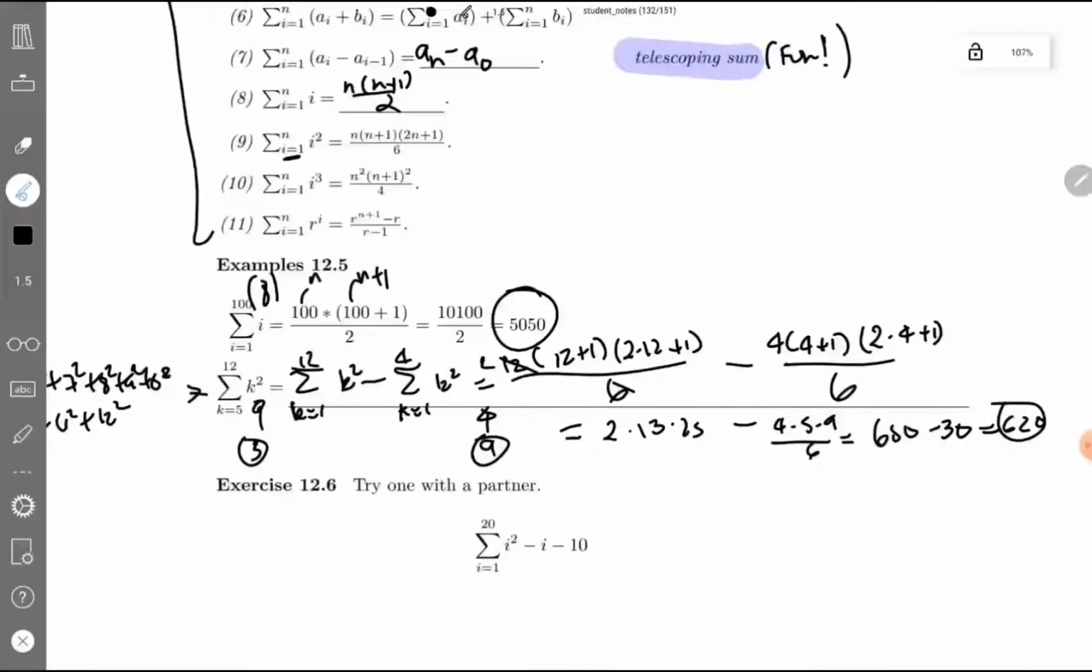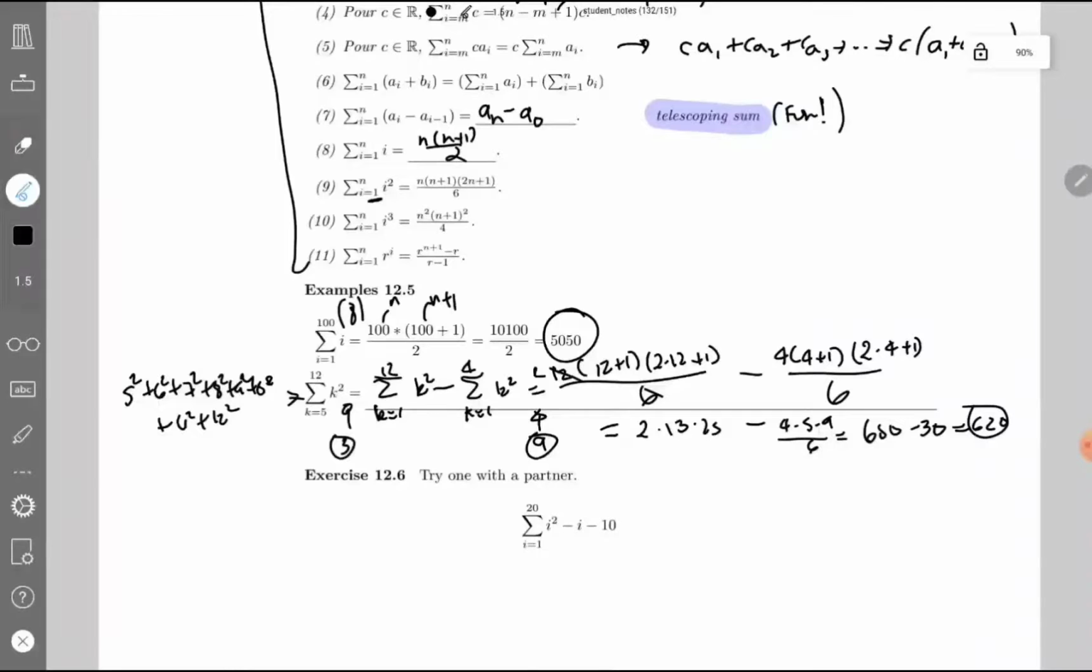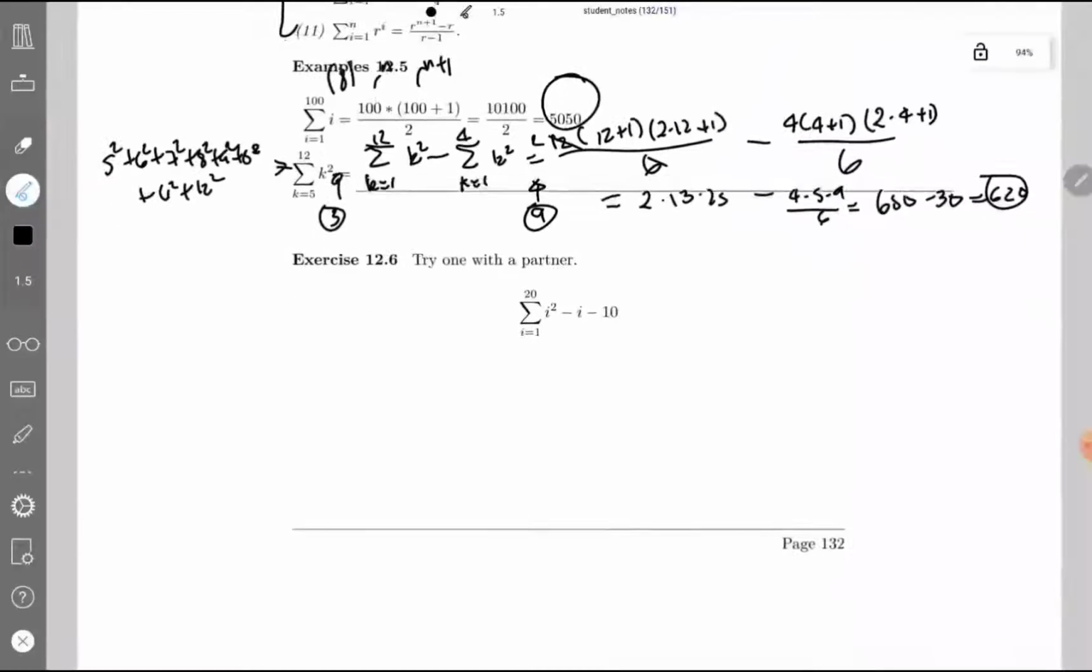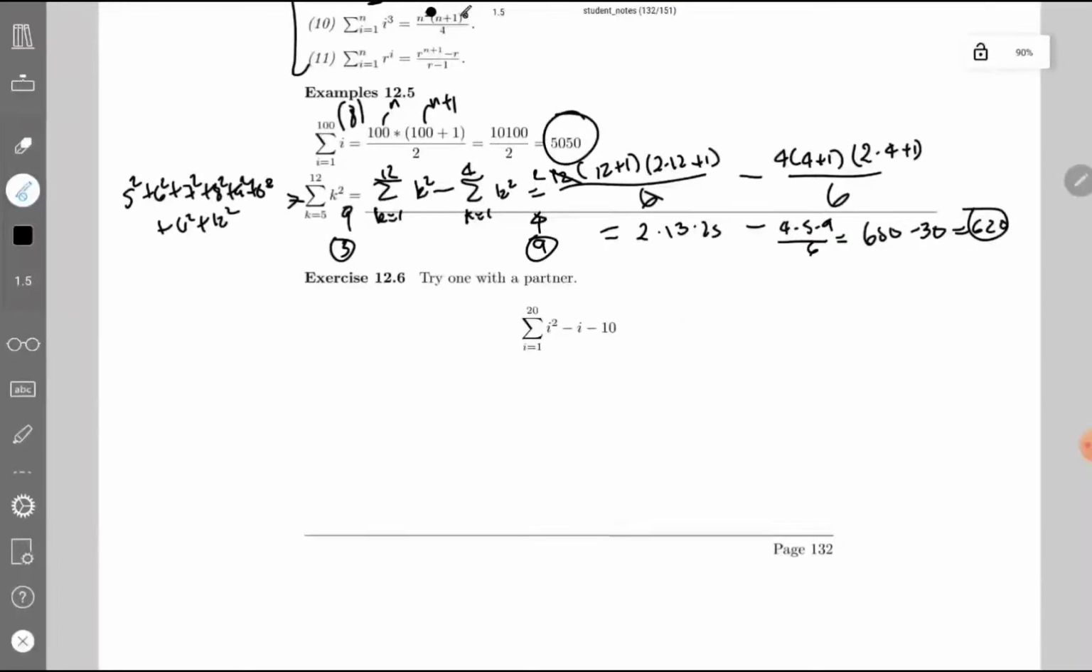So here, let's stop for a second, pause the video, and try this problem out. I'm using the formula from above. So use these. And for each step, like I did here, make sure to state which rule you're using. Yeah, you need to state which rule you're using for these problems.